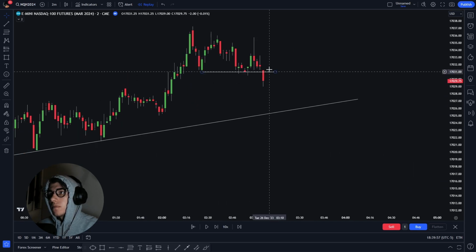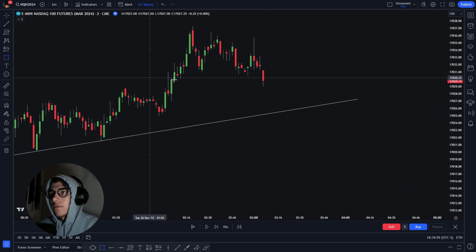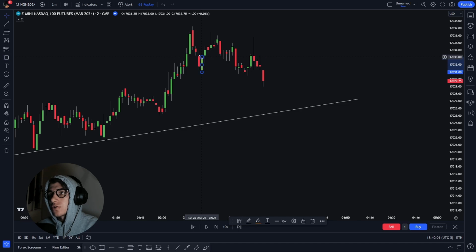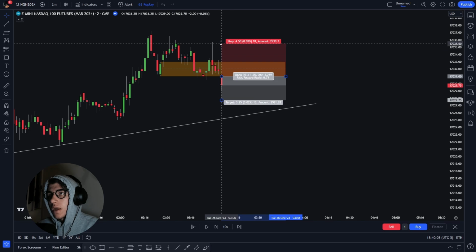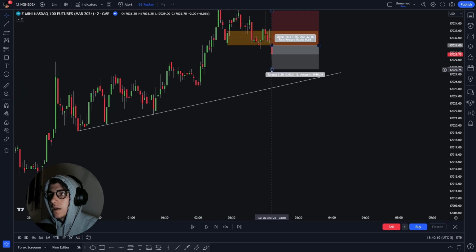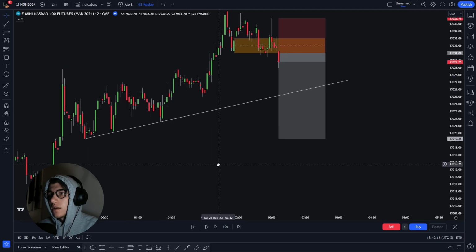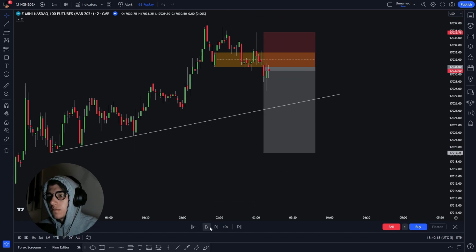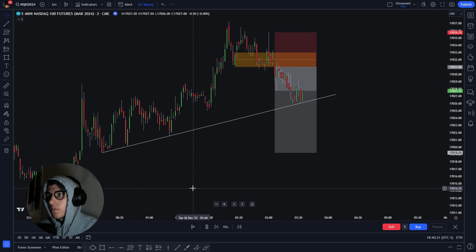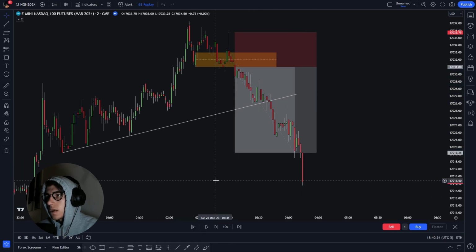There we go. Now I have a breaker block or a market structure shift. And so I would place my short here, stop above this obvious swing high and target the end of that trend line or low resistance liquidity. We get filled right here. Let's play it out. And that is a beautiful trade.